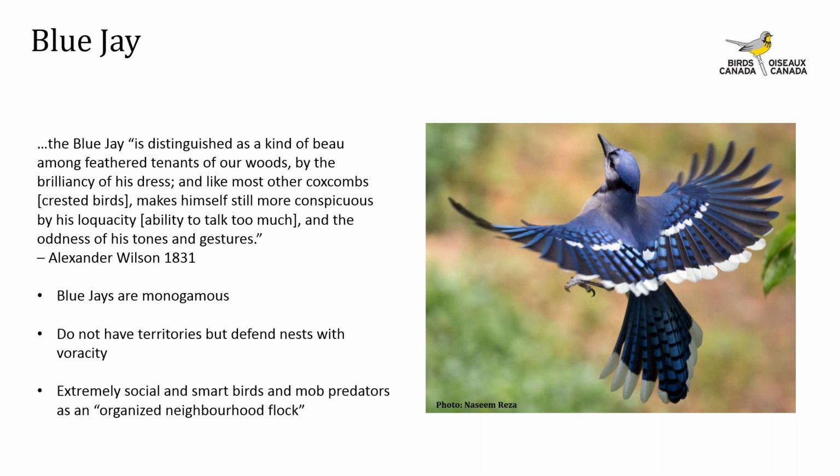They're monogamous birds. They don't really hold territories like most other birds, but they do defend their nests quite readily. They are in the corvid family of birds, so related to crows and ravens, and they're extremely smart and social birds, and they will come together to mob predators as a community.